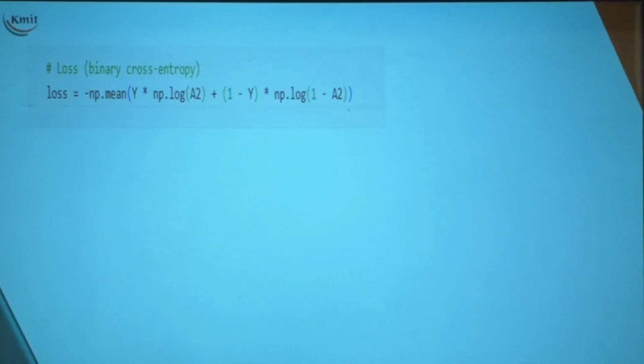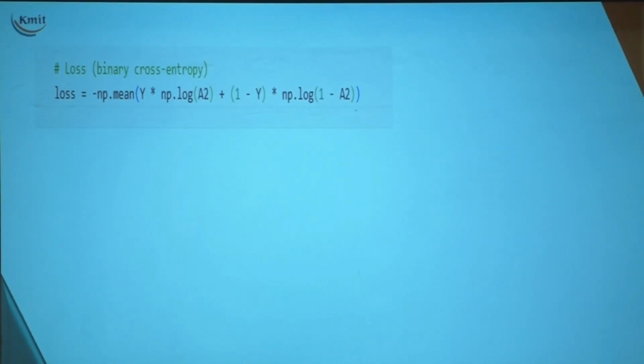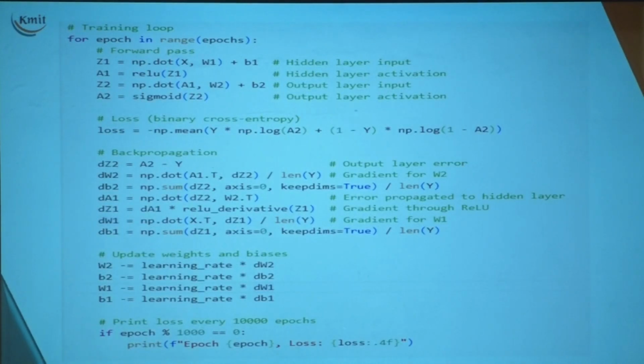Next is loss calculation. What is the binary cross entropy loss formula? Minus 1 by m, mean of y into log of y prediction plus 1 minus y into log of 1 minus y prediction. The same thing I have written as a formula. Y prediction is A2. Yes or no? So np.mean, minus of y into np.log of A2 plus 1 minus y into np.log of 1 minus A2. Is this matching with the formula? Yes or no? So in this big code, two parts are done.